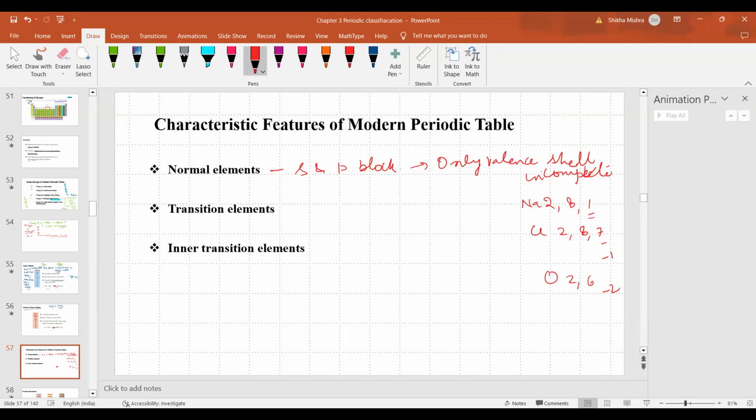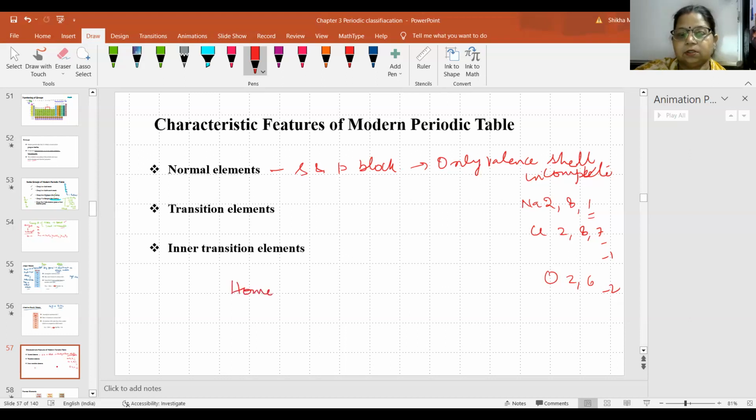It's like a change from the original properties. If the properties change, the element will change. I will tell you the meaning of transition here. See, I'm taking an example.